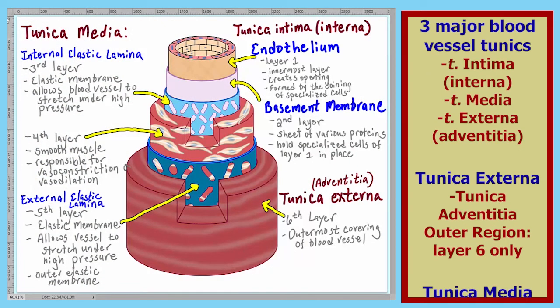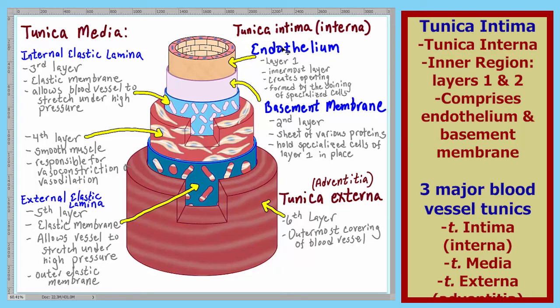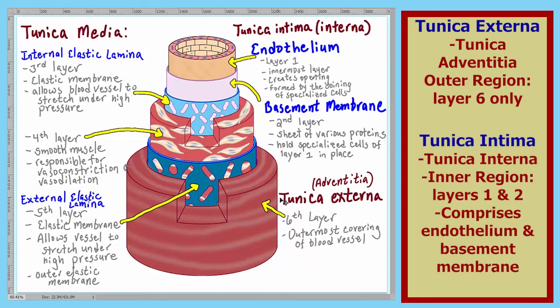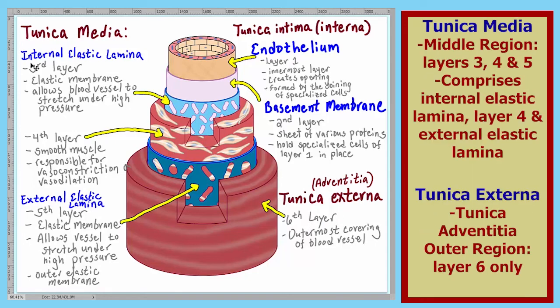And so the three major layers of a blood vessel include the tunica intima, also known as the tunica interna, the tunica media, and the tunica externa, also known as the tunica adventitia. The tunica intima is composed of the endothelium and the basement membrane. The tunica externa is only composed of layer 6, and the tunica media is composed of the internal elastic lamina, the external elastic lamina, and the fourth layer.